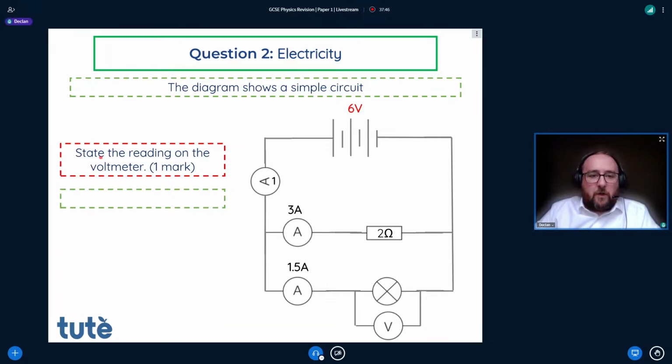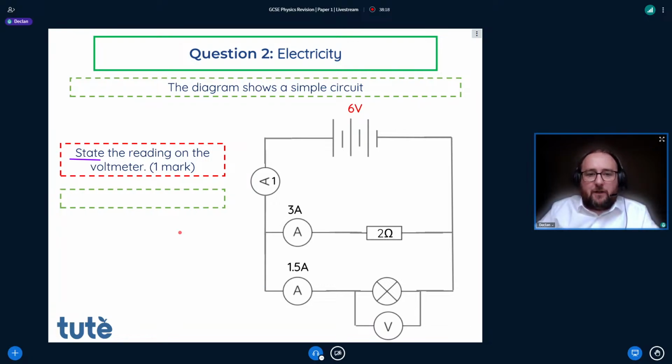So next job, we're going to state the reading on the voltmeter, and it's 1 mark. State, we're not having to do much. So first off, let's find the voltmeter. The voltmeter, the circle with the V in, helps us remember it's a voltmeter. So where else have we got a reading for voltage or potential difference? Oh, up here on the battery. So now we're thinking, right, how do these link? It's asking us to state.